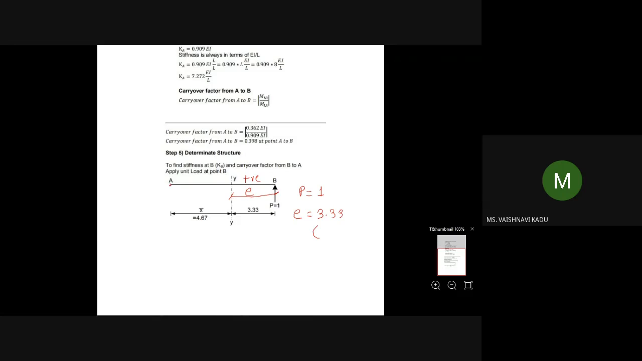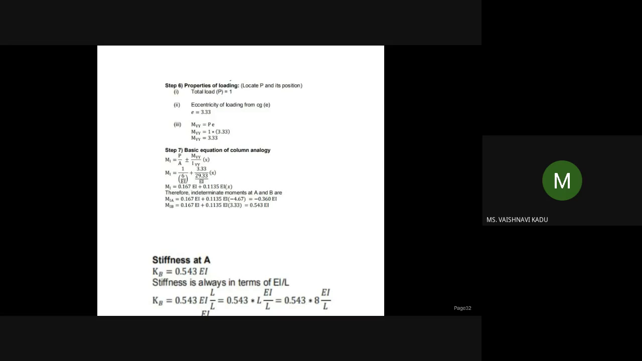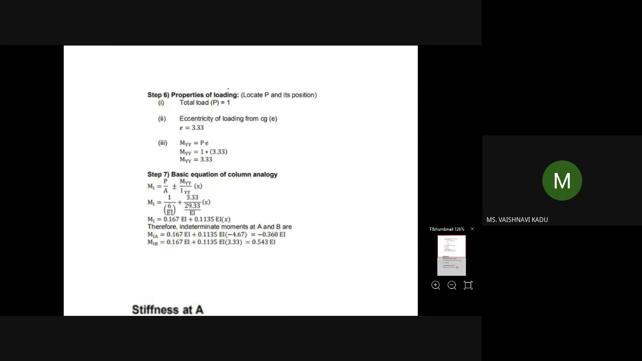As this eccentricity was on the left of CG, we were taking minus, but now P is located to the right of CG. This is the CG, so it is plus. So E will be plus 3.33, and then we will find MYY, which is equal to P into E. P is equal to 1 because we have applied the load at B, which is equal to 1. E is plus 3.33 because it is located to the right, and then MYY is force into perpendicular distance. 1 into 3.33, you will get 3.33.